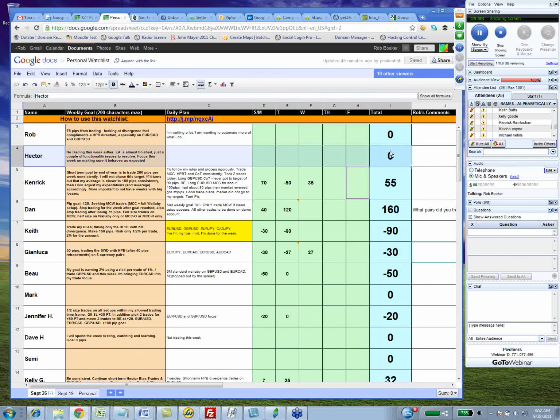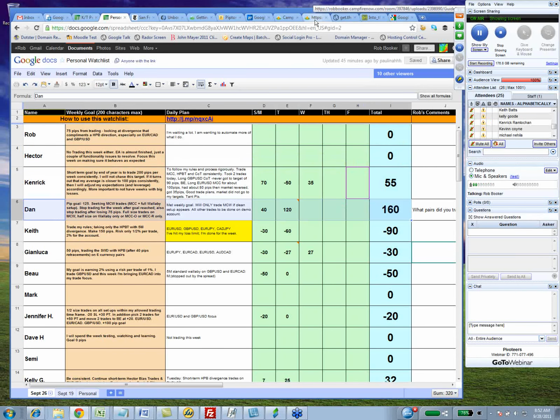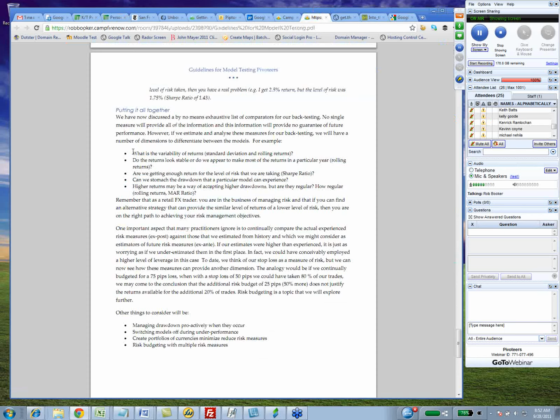Both Hector and Kevin and Dan, who's trading standard Wallaby trades on MCC type things, all of them need to answer these questions before they trade. What's the variability of returns over time? Do the returns look stable? Are we getting enough return for the level of risk that we're taking? If you change things slightly, does the whole model blow up? Can we stomach the drawdown that a particular model can experience?